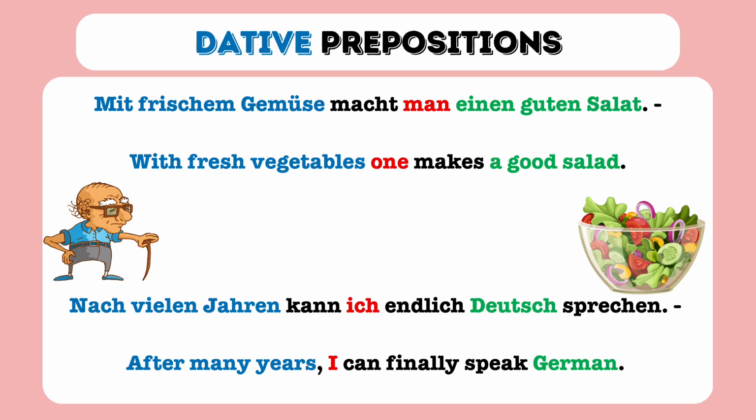Nach vielen Jahren kann ich endlich Deutsch sprechen. After many years, I can finally speak German. Nach is again a dative preposition. Normally it would be viele Jahre, but because this is dative and plural, we say vielen Jahren.